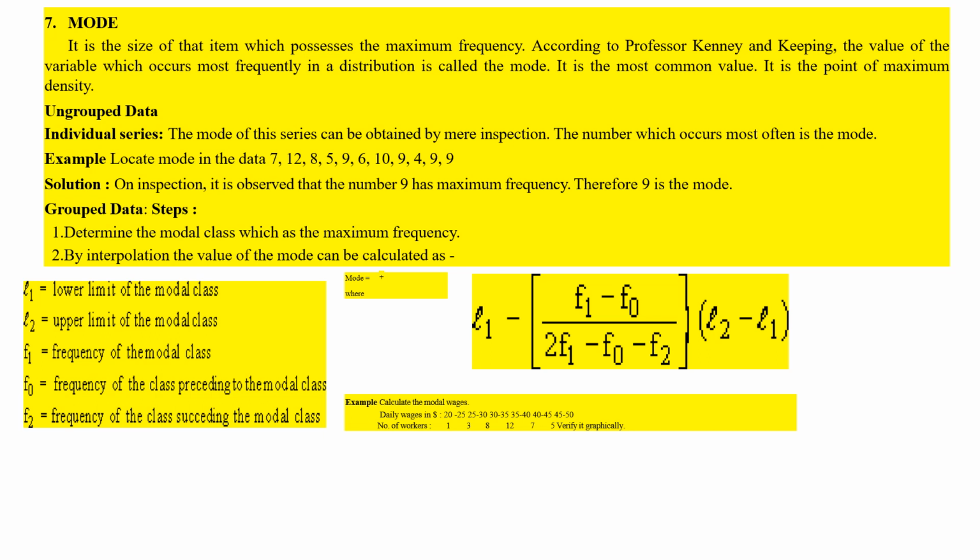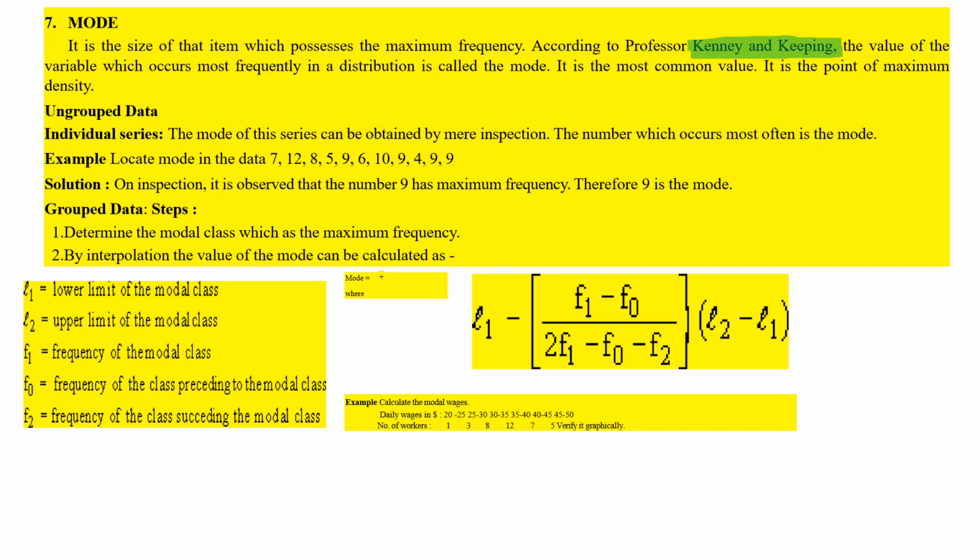According to Professor Kenne and Keeping, the value of the variable which occurs most frequently in a distribution is called mode. It is the most common value. It is the point of maximum density. So locate the mode in that: 7 12 8 5 9 6 10 9 4 9 9 9. So 9 is the mode because 9 has the maximum frequency.